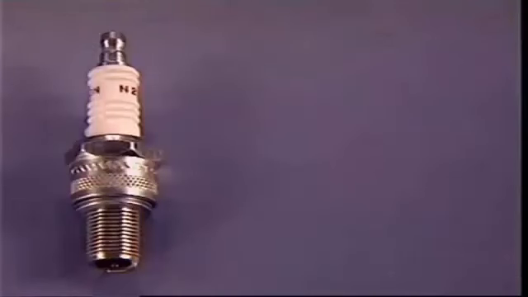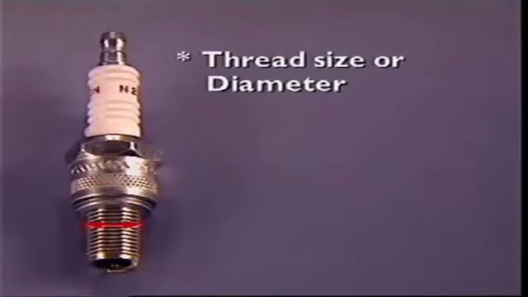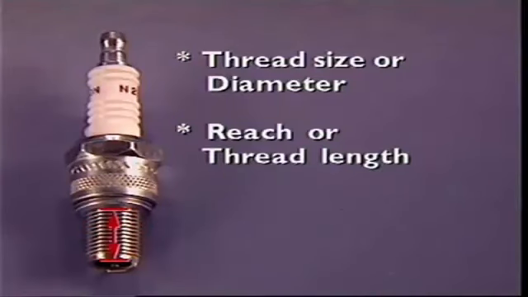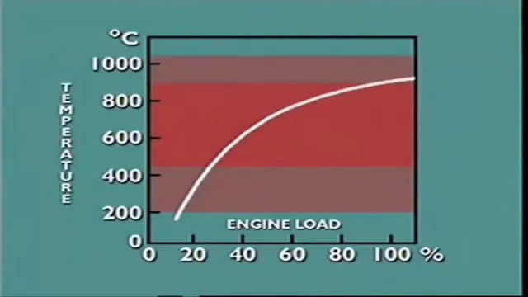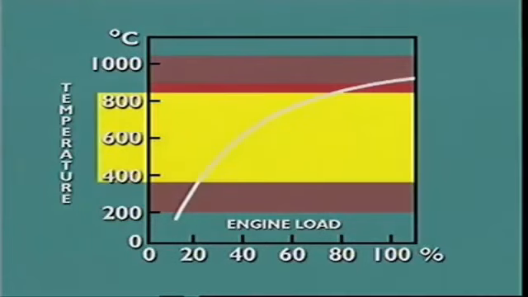Spark plugs are identified by 3 different features. These are thread size or diameter, reach or length of the thread, heat range or operating temperature. Spark plugs should operate between average temperatures of 400 degrees Celsius and 800 degrees Celsius. This is referred to as the heat range.